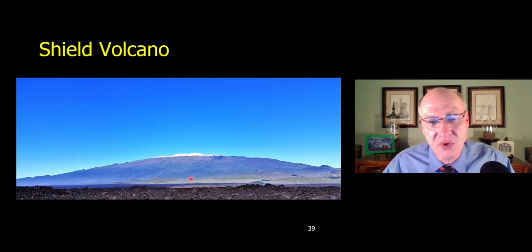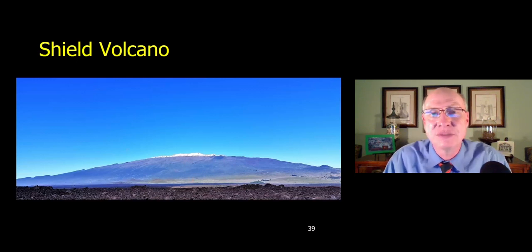This particular volcano that you're looking at here, that is Mauna Kea. Mauna Kea is one of the two major shield volcanoes that make up the large island of Hawaii. It's a photograph taken from Mauna Loa, which is the other of the giant shield volcanoes that make up the big island of Hawaii. So these are examples of shield volcanoes.